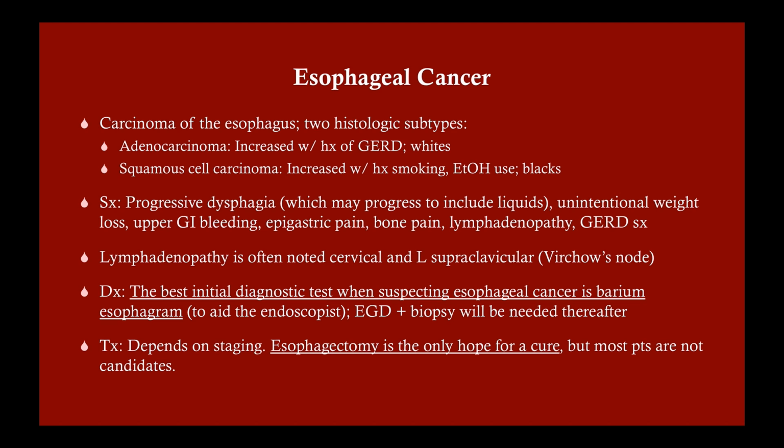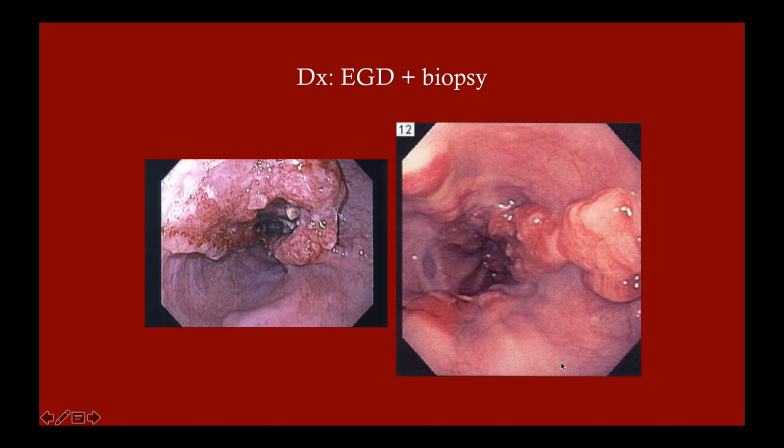EGD and biopsy will be needed thereafter. So obviously, you need to get the biopsy in order to make a definitive diagnosis of cancer. The treatment depends on staging. Esophagectomy is really the only hope for a cure, but most patients, unfortunately, are not candidates. So here is an EGD. This is done in consort with a biopsy, and this is the cancer right here.